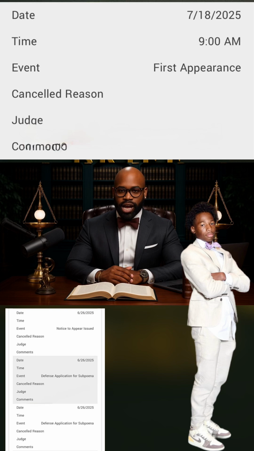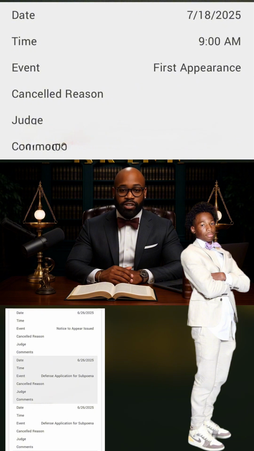Consequences of non-compliance. Contempt of court: failing to comply with a subpoena can result in being held in contempt of court, which can lead to fines or even jail time. Bench warrant: in some cases, a judge may issue a bench warrant for the arrest of someone who fails to appear in court after being subpoenaed.